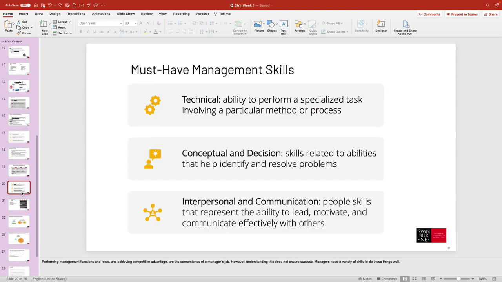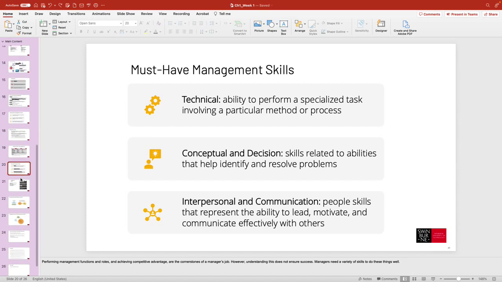Must have management skills. Guys, I encourage you to think about what sort of contemporary management skills are needed to survive and thrive in this competitive world, because we looked at sources of competitive advantage and the nature of challenges that managers are facing as well. So in management, we look at management skills in 3 different areas.